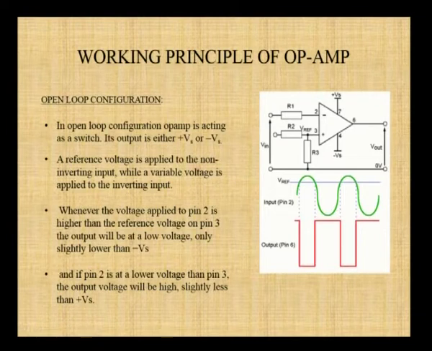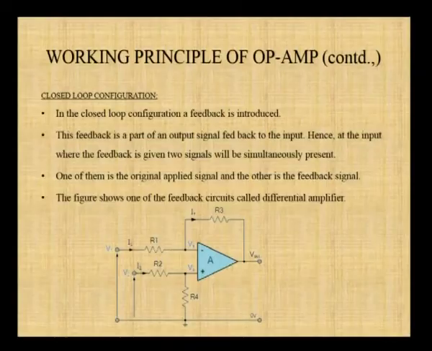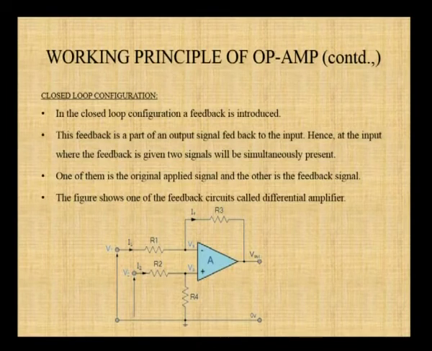So finally, in open loop configuration, the operational amplifier acts as a switch, or you can say a comparator circuit. It produces only the positive saturation and negative saturation at its output. And next is the closed loop configuration. In closed loop configuration, some part of the output signal is fed back to the input terminal. At the same time, the input signal is also given to the input terminal. So the input signal as well as the feedback signal are given to one of the input terminals, and this is a simple circuit as an example for the closed loop circuit.